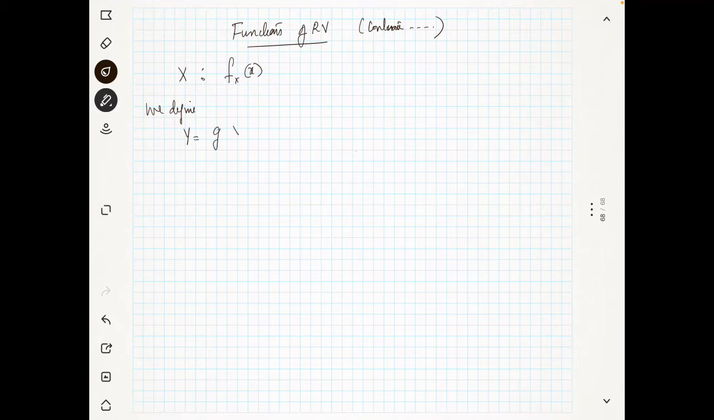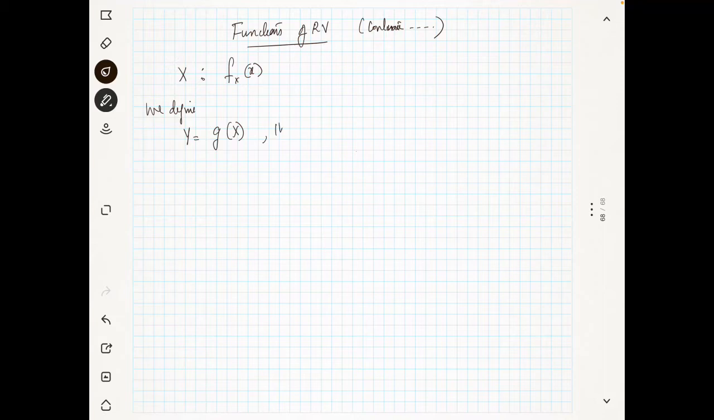We were discussing the functions of a random variable, and we will continue our discussion on this. So we know that if we have a random variable x which has a distribution fx of x, then we define another random variable y, which is a function of x, that means g of x.